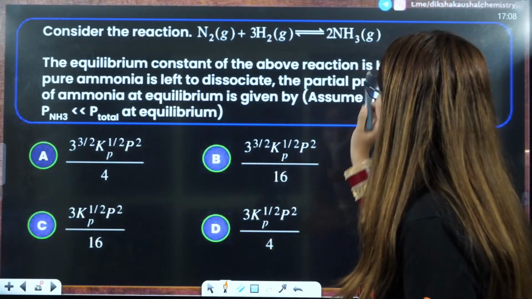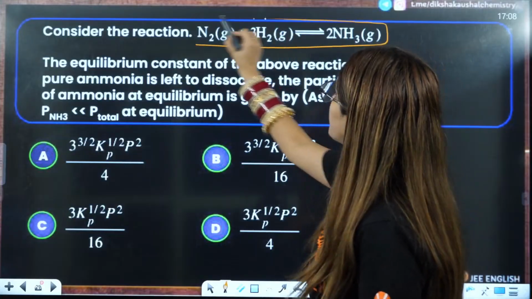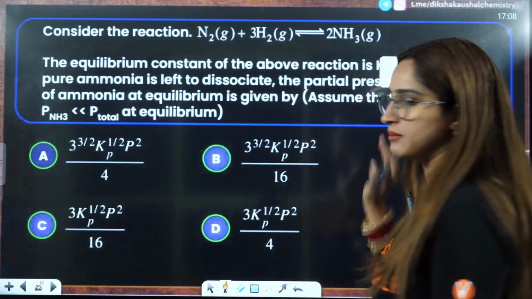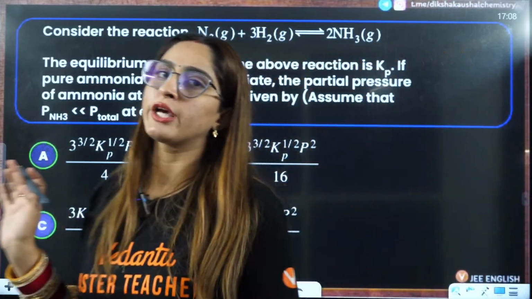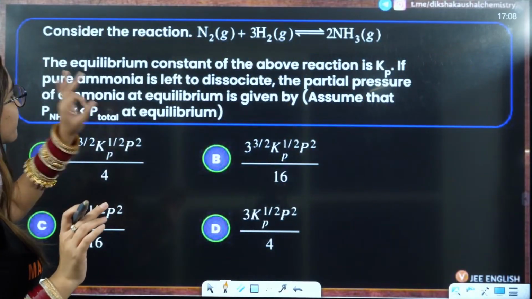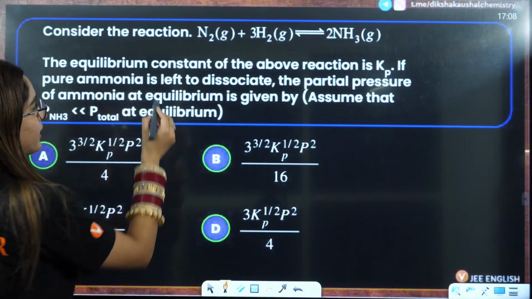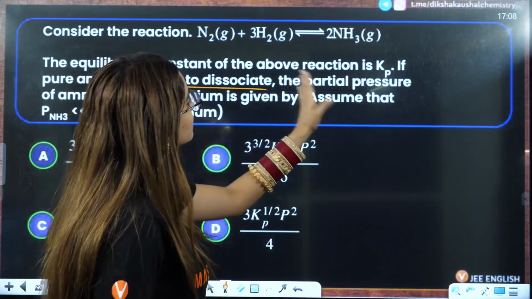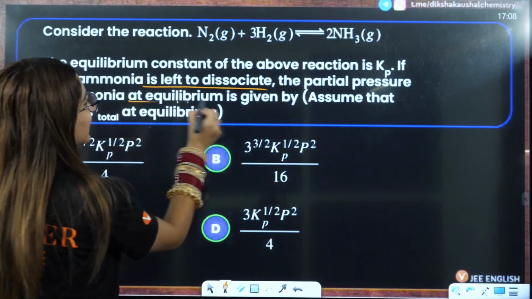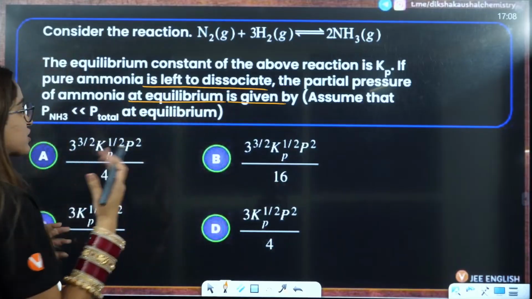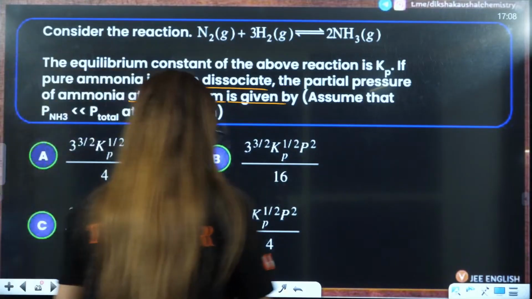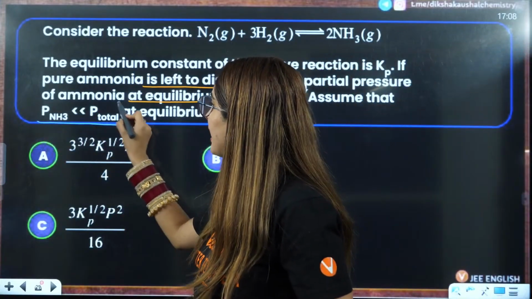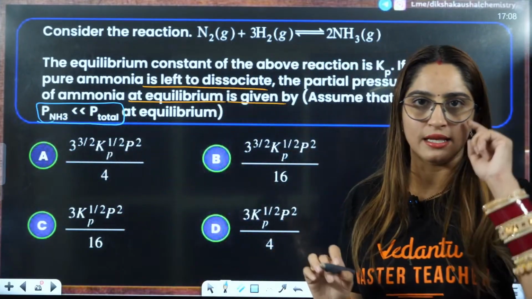Next, consider the reaction. This reaction is given to you here, right? The equilibrium constant of the above reaction is Kp. They have given you the equilibrium constant here, right? If pure ammonia is left to dissociate, that means pure ammonia is still to dissociate. The partial pressure of ammonia at equilibrium is given by which expression? P of NH3 you have to answer, assuming that P of NH3 is much less than the total pressure at equilibrium.